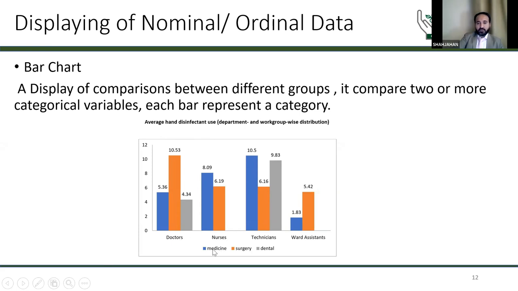This blue color is showing medication, this yellow color is showing surgery, and this other color is for dental. So with these three groups we are showing how much they are using this disinfectant. This is very clear from this graph because it is visually easy to see.